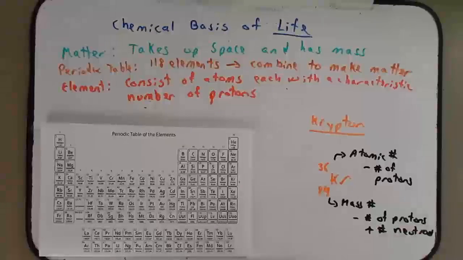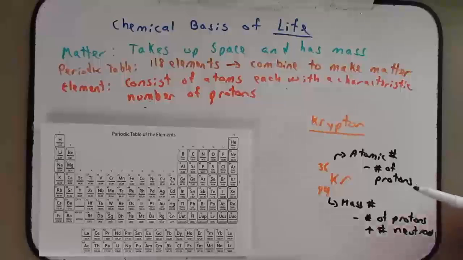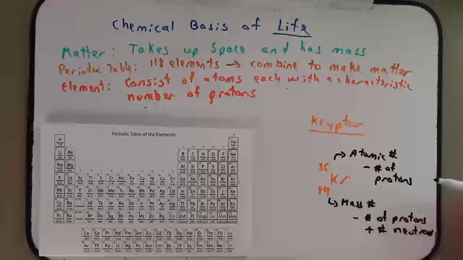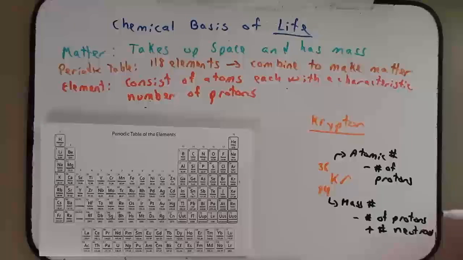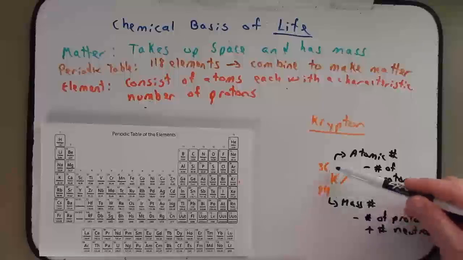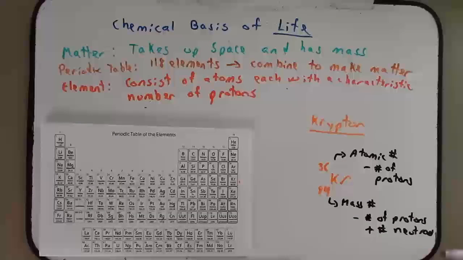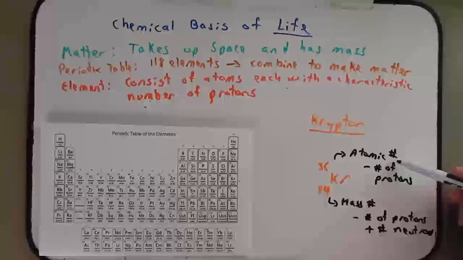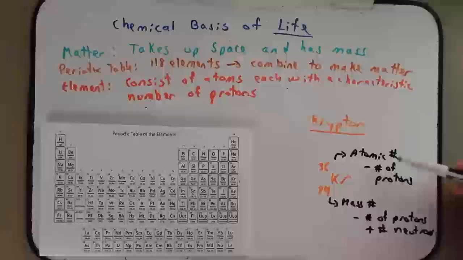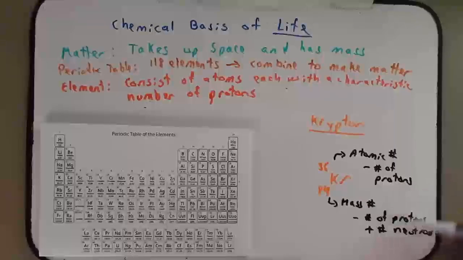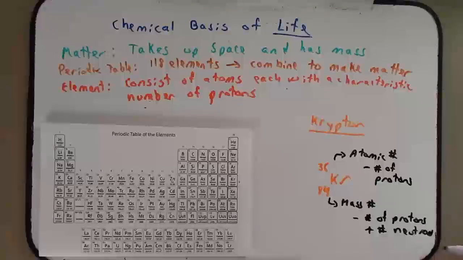I should warn you that in some textbooks, in some periodic tables that I've seen, in fact I think your textbook does this, they will reverse these numbers. The mass number will be on the top and the atomic number will be on the bottom. It shouldn't matter as you're interpreting them, because the atomic number will always be less than the mass number, because the atomic number is just the protons and the mass number is the protons and the neutrons.